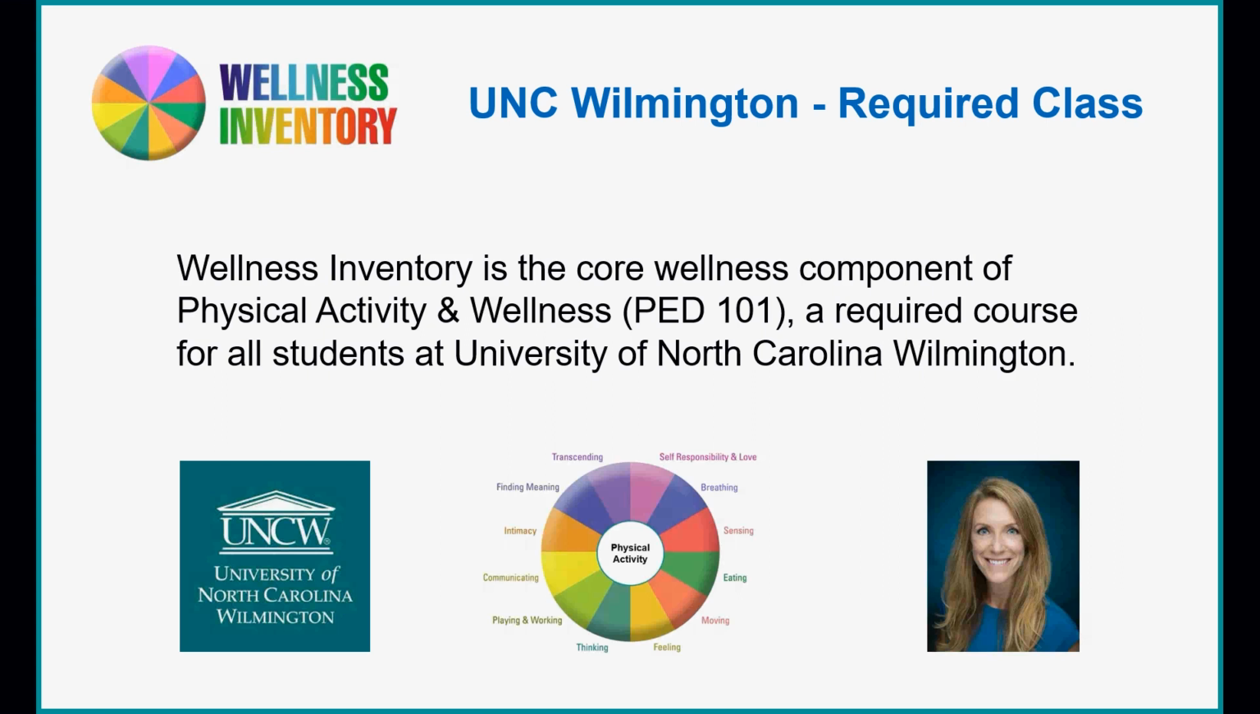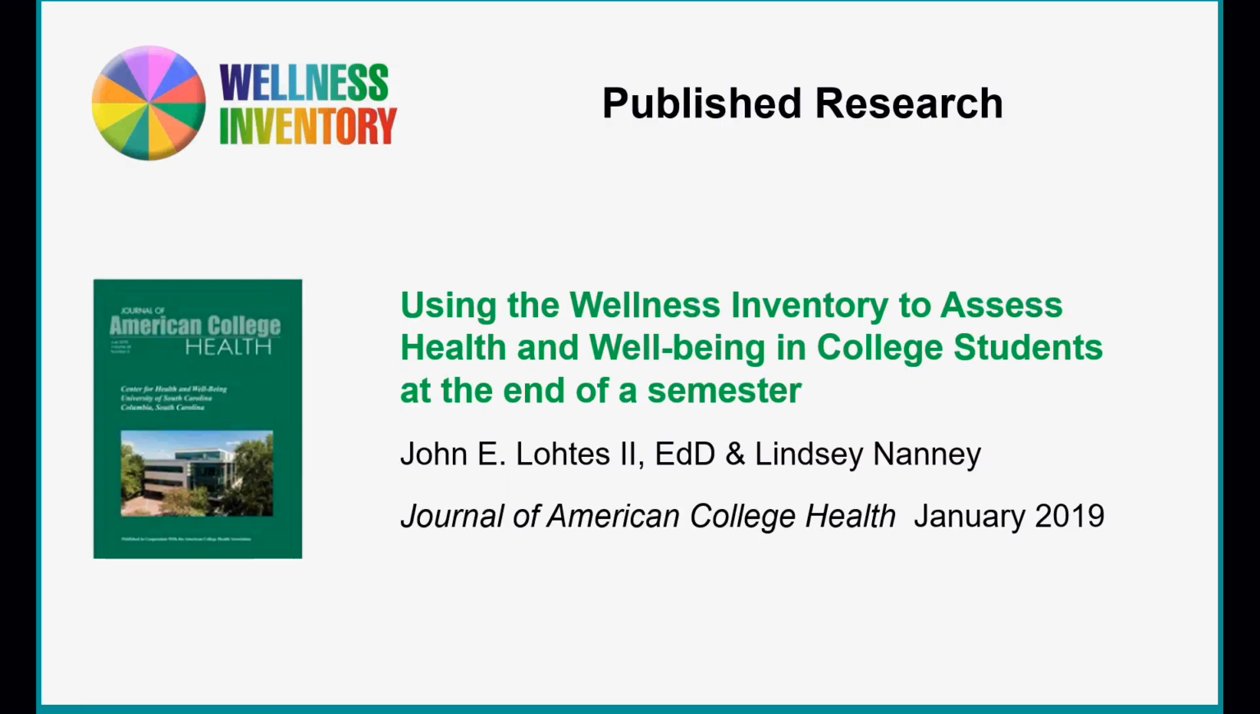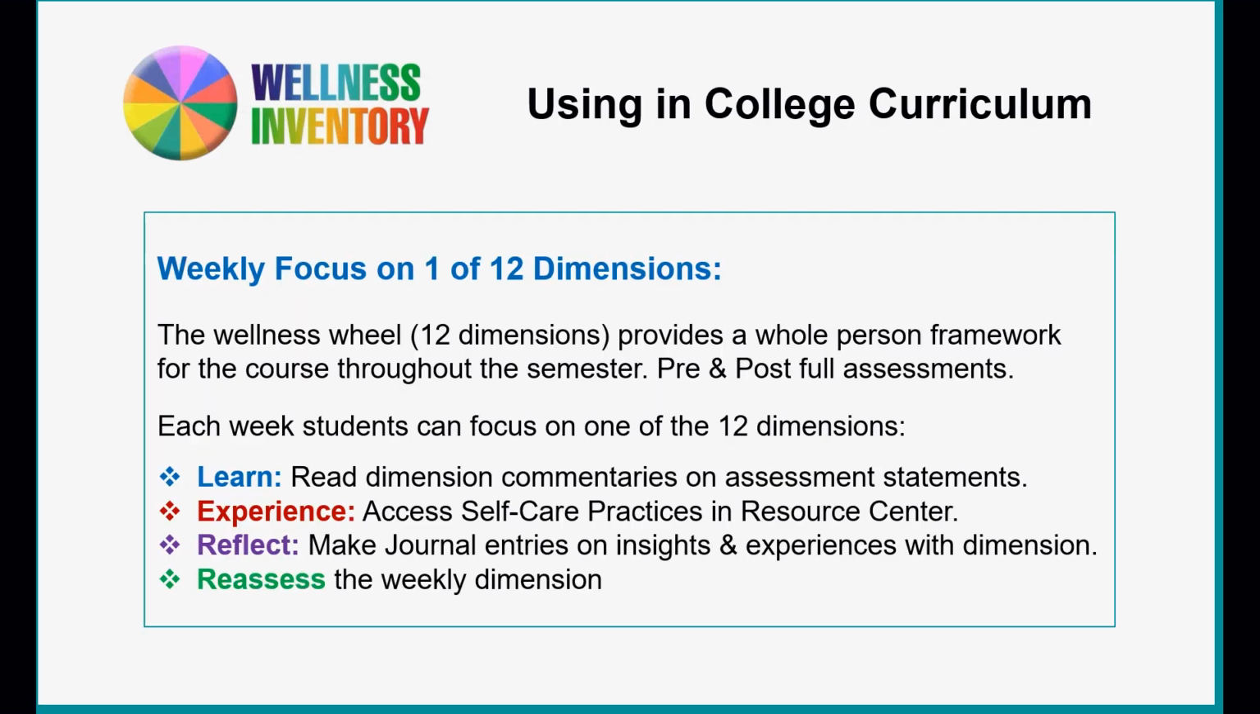This is the University of North Carolina, Wilmington. They have a required class for every student in the university called Physical Activity and Wellness, where the wellness inventory is the entire curriculum for the wellness half, and they've also expanded around the 12 dimensions with some other offerings. Even on the physical activity side of it, they put physical activity in the center of the wheel so that the students get an idea that physical activity is a whole person experience that benefits all 12 dimensions and really should be considered and planned to be a lifelong activity. The university has also published an article in the Journal of American College Health about their work.